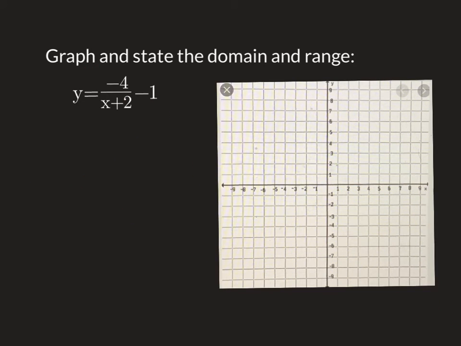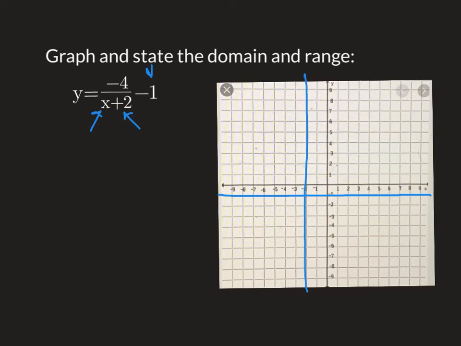All right, this one has a bunch of stuff in it. First thing I see is it's got a +2 in my denominator. Remember, the denominator shifts left and right because it's inside. So that +2 is going to shift your asymptote left 2. There's my vertical. The -1 out here does exactly what you think. It shifts your horizontal asymptote down 1. It's going to be right at -1. So there's my horizontal asymptote.